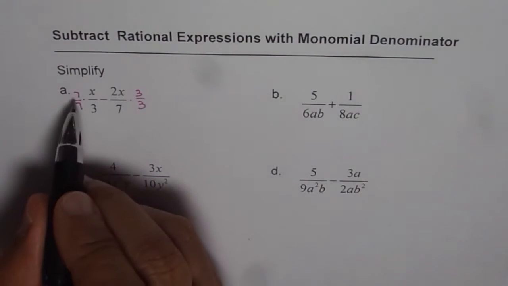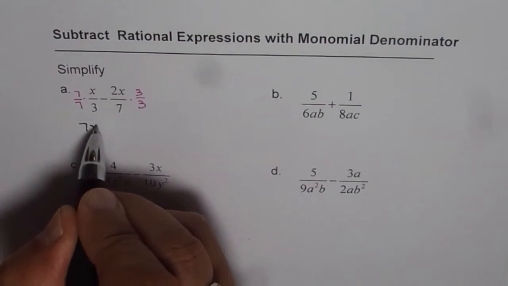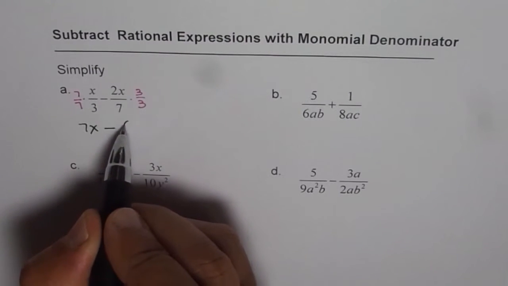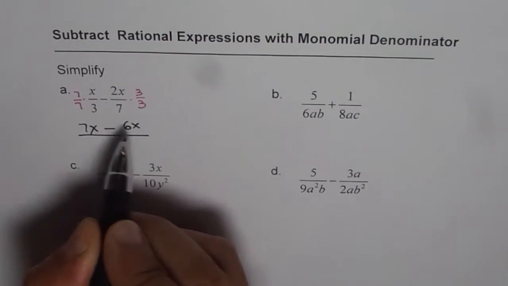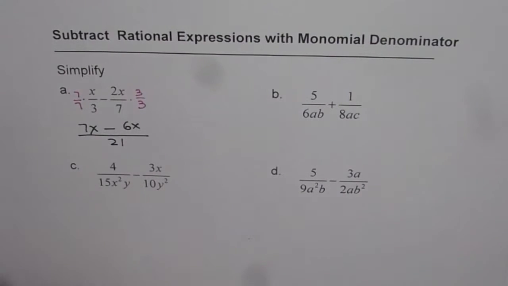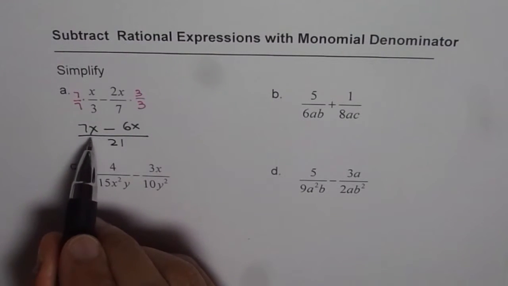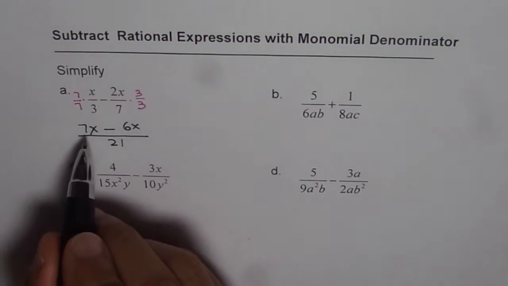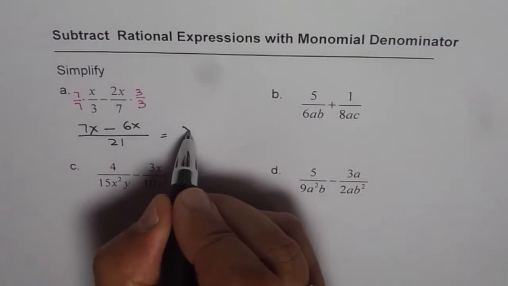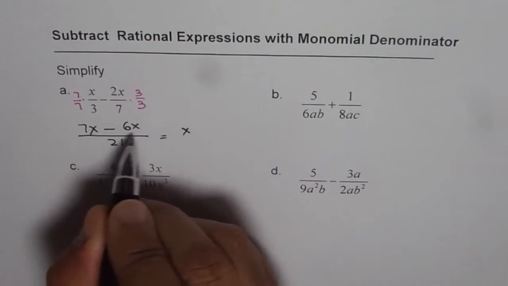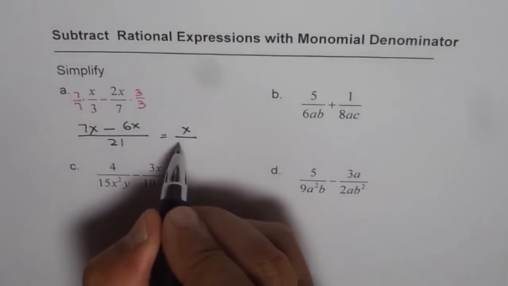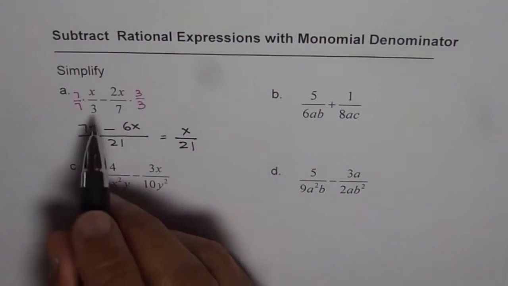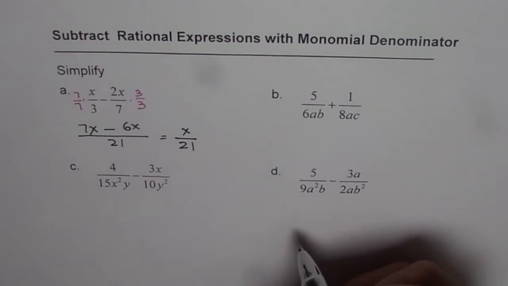So let's do that. So we get 7 times x is 7x in the numerator, and here we have minus 2 times x is 6x, and the common denominator is 7 times 3, 21. Well, this time I wrote common denominator in this fashion. This is also a good way of writing. Now 7x minus 6x is x. They are like terms so that we can add or subtract them. So x over 21 is the result. So that is how we can subtract and simplify. Let's do the next one.